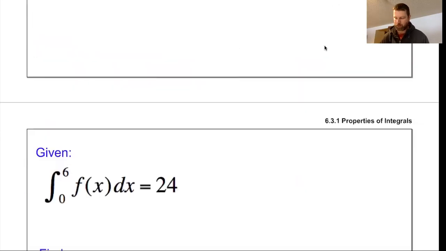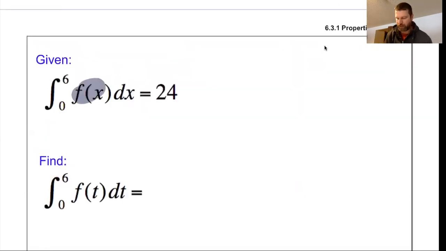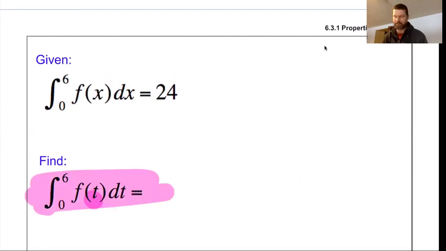If I told you that I had some function f of x, and I knew that when I took the integral from 0 to 6 of f of x dx, I got 24. And then I asked you, oh, by the way, what is the integral from 0 to 6 of f of t dt? Well, f of t is going to be the same equation as f of x, just a different variable. So when you find the area under the curve, it's going to be the exact same area.